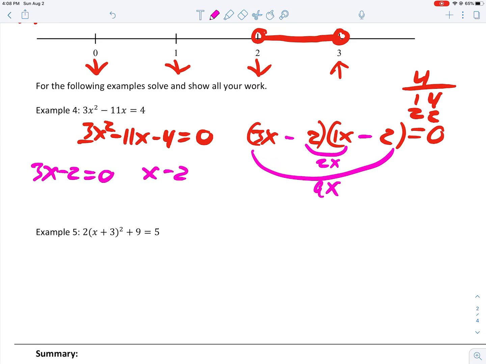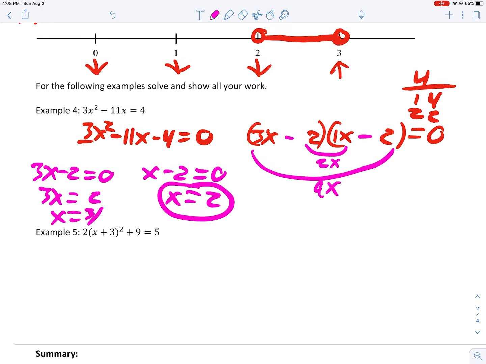So then I set each factor equal to 0. 3x minus 2 equals 0. x minus 2 equals 0, and I solve. That's the easy one. Add 2. Right here, I'm going to add 2. But then I'm going to have to divide by 3. And again, you should have hopefully realized it was x squared, so you should get 2 solutions.